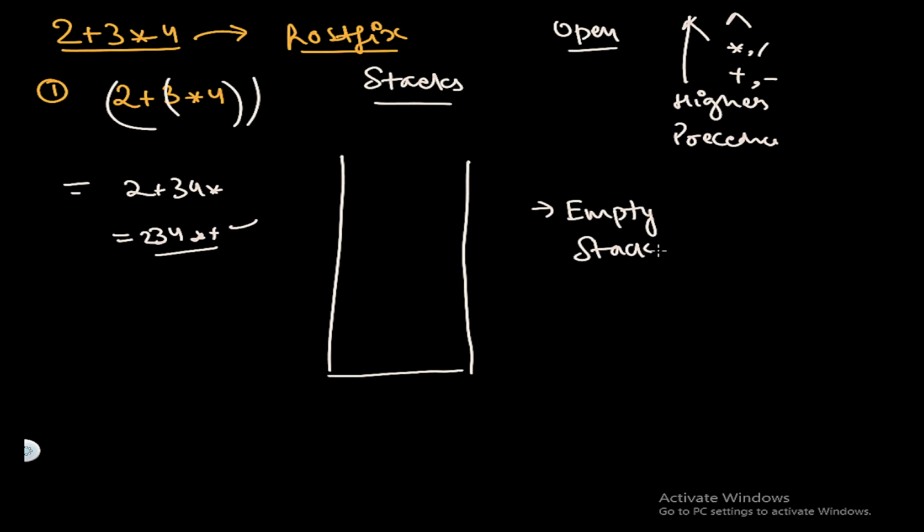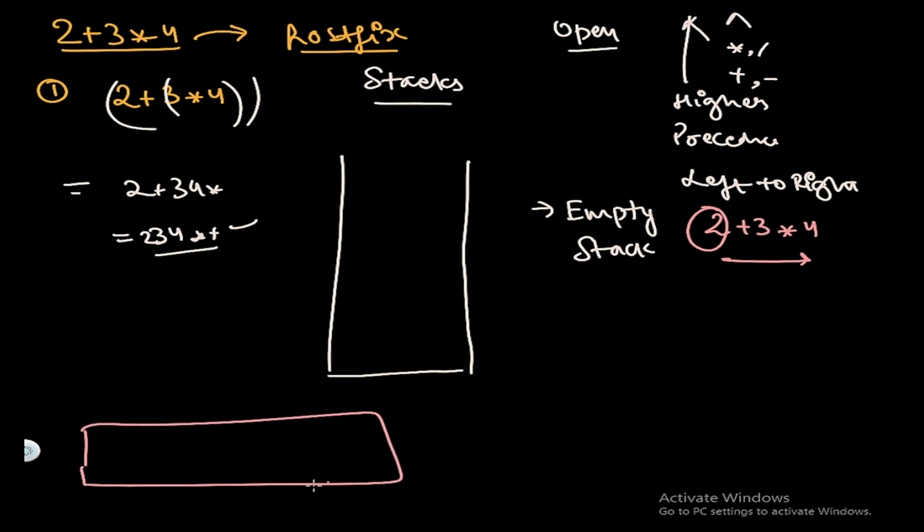Then we will scan the given expression from left to right, and we will do operations upon it. Let me write the expression again. We have the expression as 2 plus 3 into 4. From left to right we will proceed. First of all, we see 2. Let us say that this is our output buffer. Whenever you see any operand, just output it.